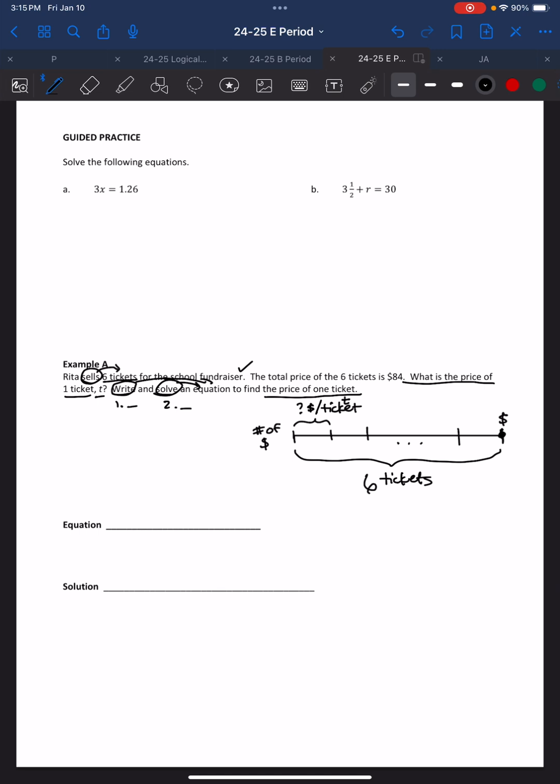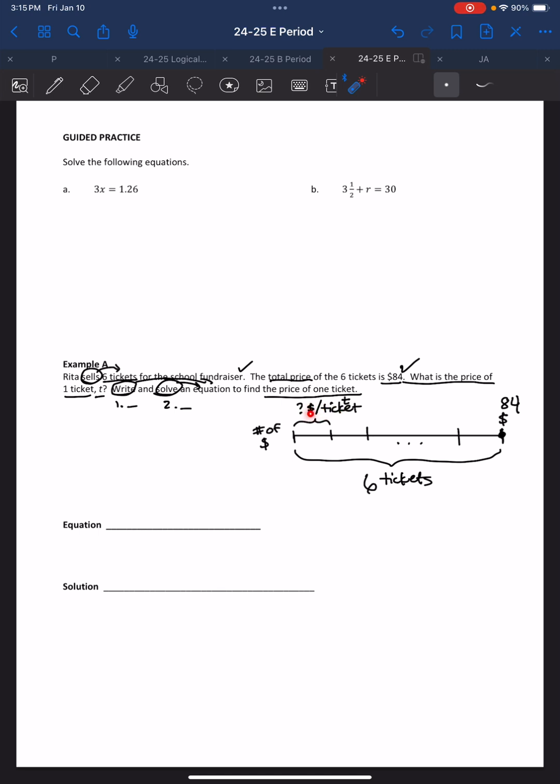The total price, in dollars, of the 6 tickets is $84. So all of these 6 tickets are $84. So now I have here that $84 is in my model. I'm trying to find out what this is right here, the number of tickets, dollars per ticket.